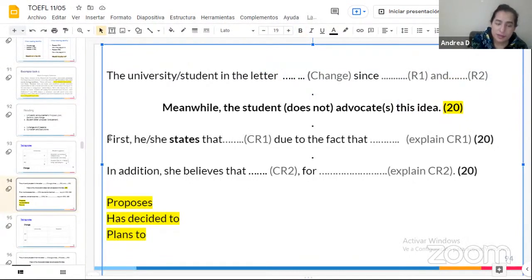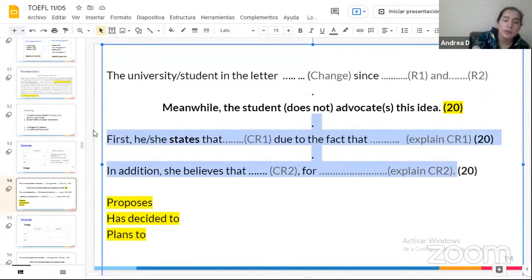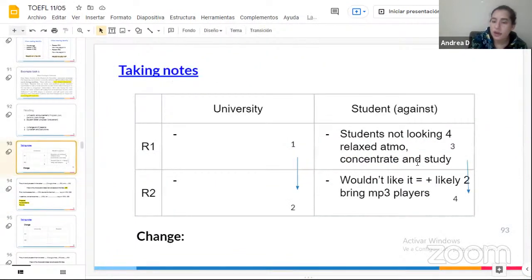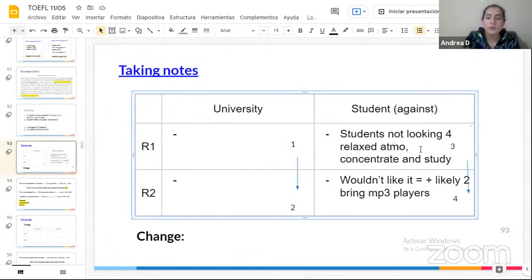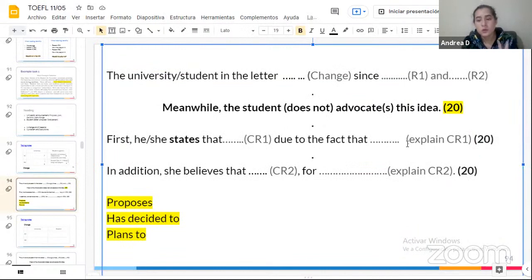Now, next thing, this is the most important part of your response. You tell me about the student. So you can say something like, first, the student, or he or she states that, and then you tell me the first reason, right? Students are not looking for a relaxed atmosphere. Instead, they want to concentrate and study, you know? Now here you can use 2 sentences maximum. So you can say, he states that they're not looking for a relaxed atmosphere due to the fact that they want to concentrate and study for their exams.